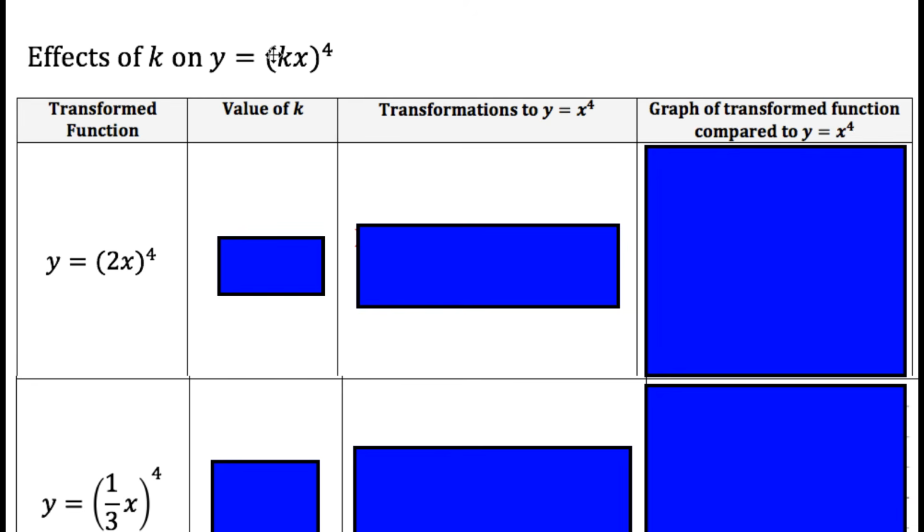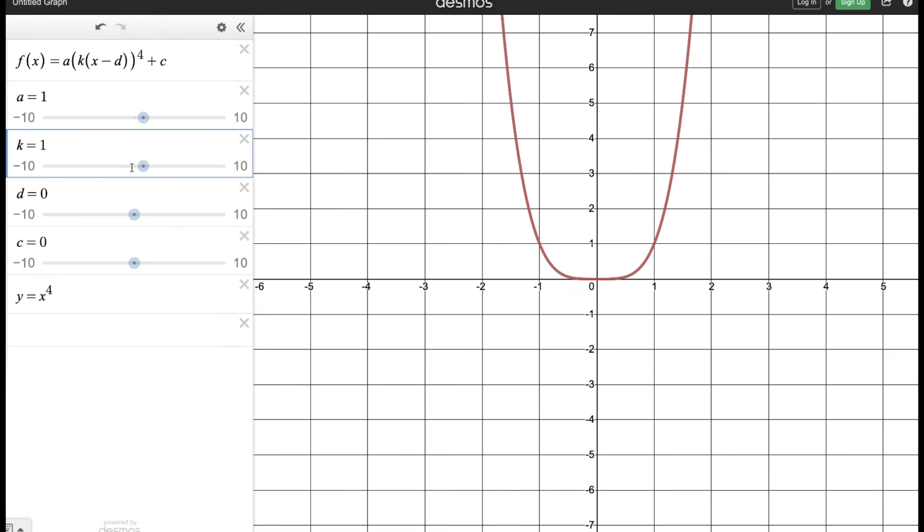Let's look at k. K is part of the base of the power. That's how we can distinguish it from a, which was not part of the base of the power. So in this case, the k value is 2. It's being applied to the x before the power of 4. Let's look at what that does. If I increase k up to a value of 2, what's happening is a horizontal compression by a factor of 1 over the absolute value of k.